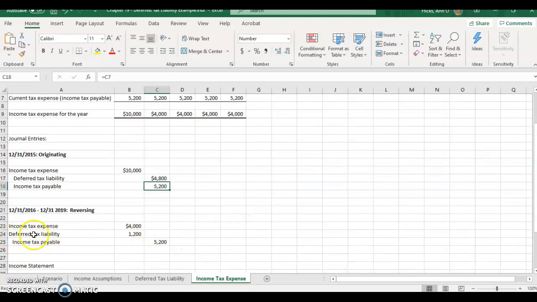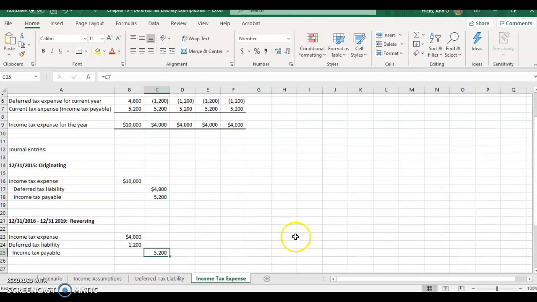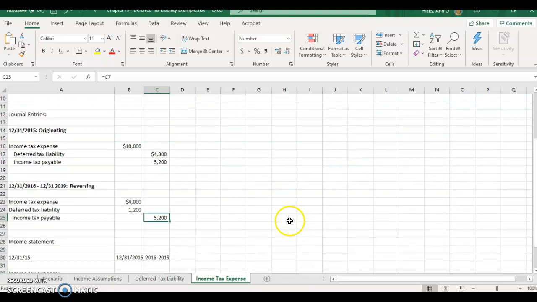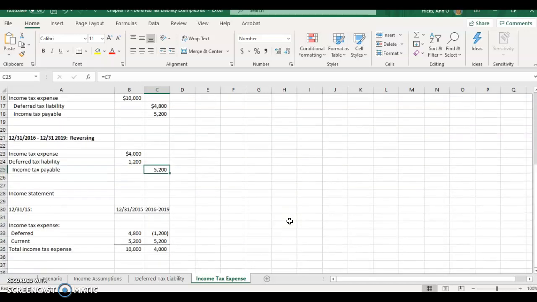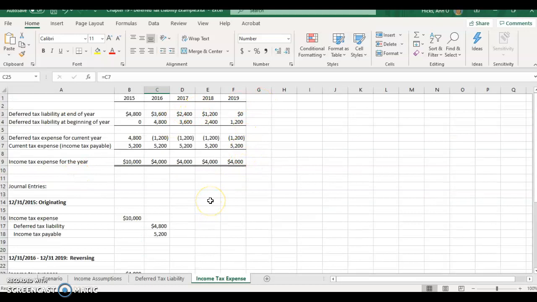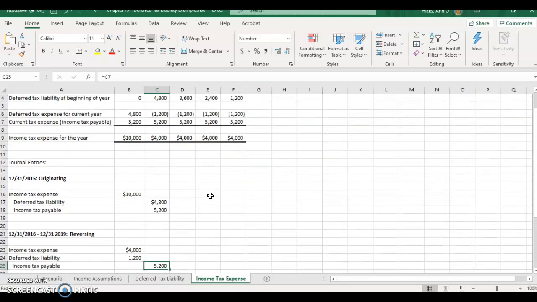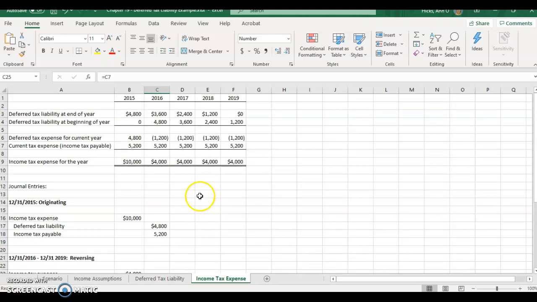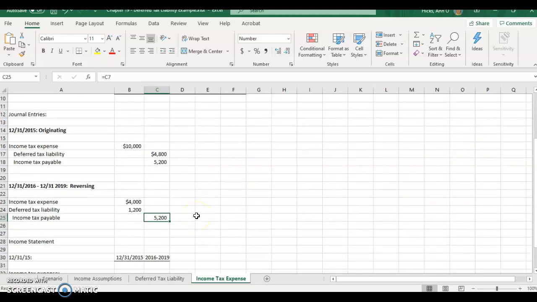Now, in subsequent years, when we begin to reverse it, notice our income tax expense is going down. Our deferred tax liability gets debited by the $1,200 because we are reducing that liability, and we all know we do that with a debit. And then the credit to income tax payable, what we have to pay the IRS, is $5,200. Now, every year from 2016 to 2019, the entry is exactly the same, of course, because we're assuming an even payment of the $1,200 throughout the years.